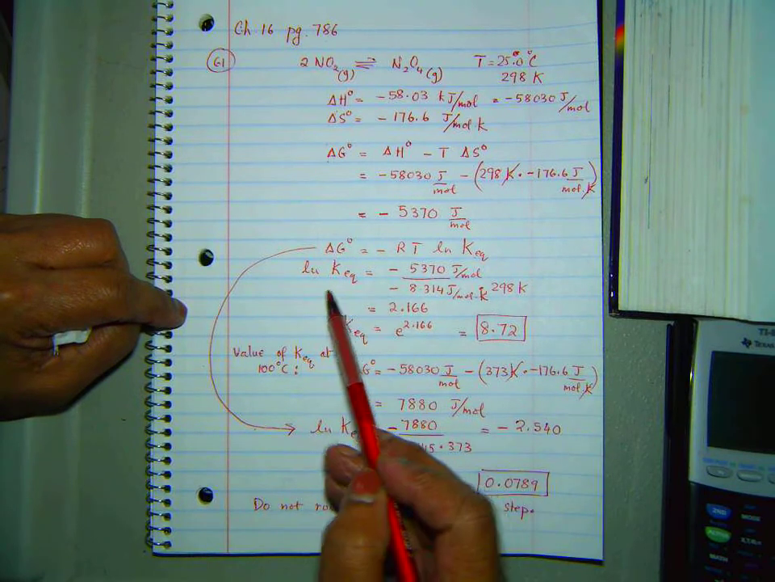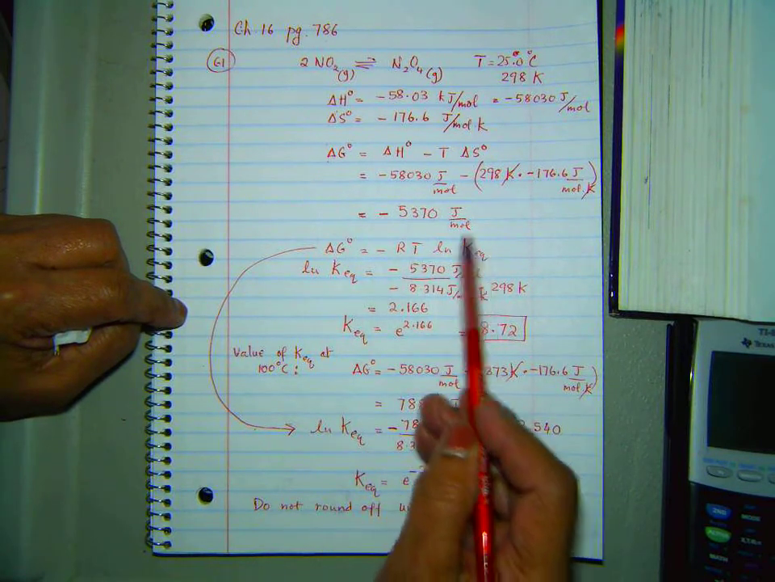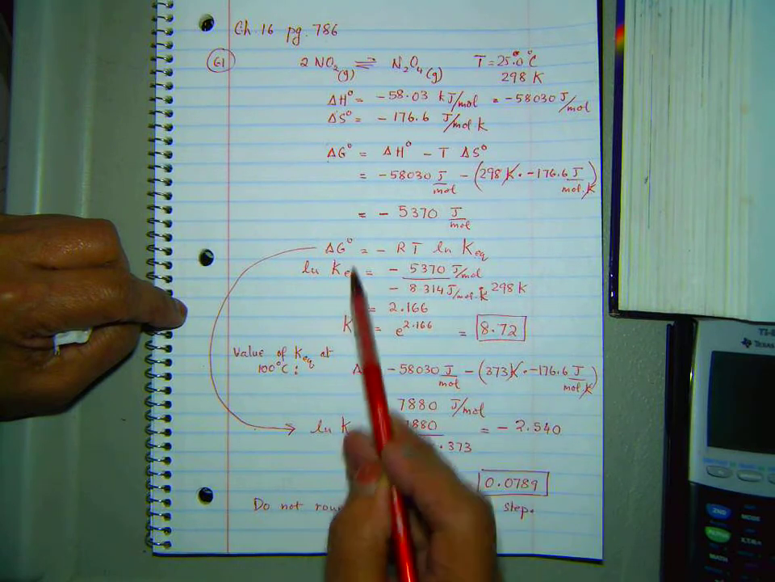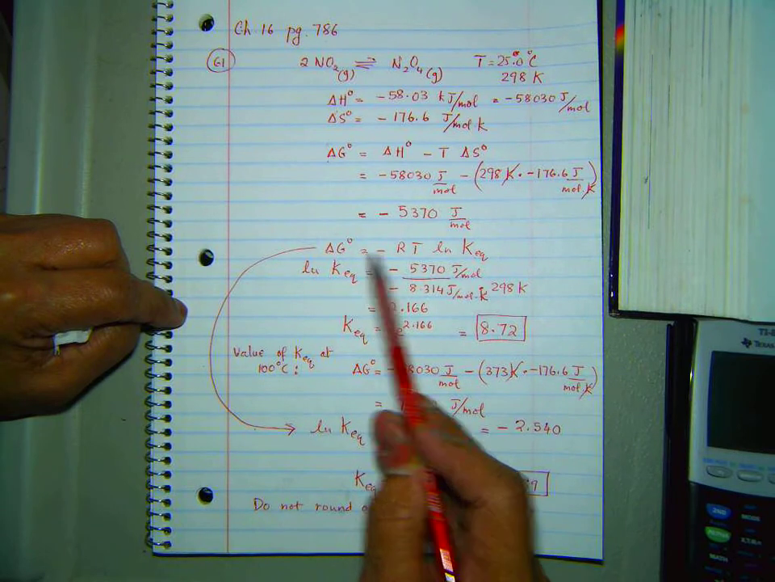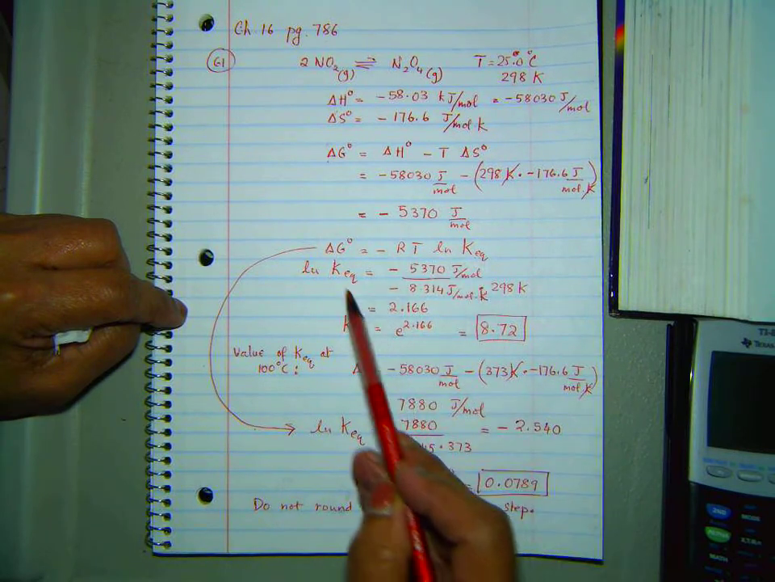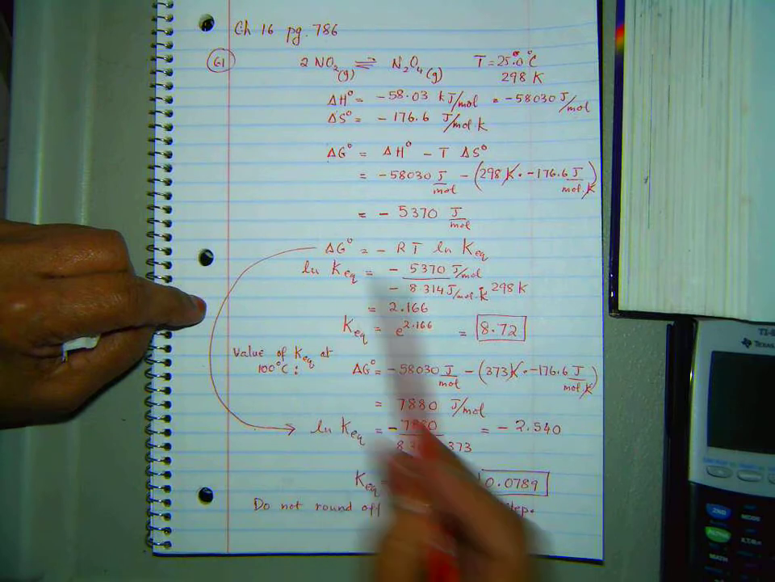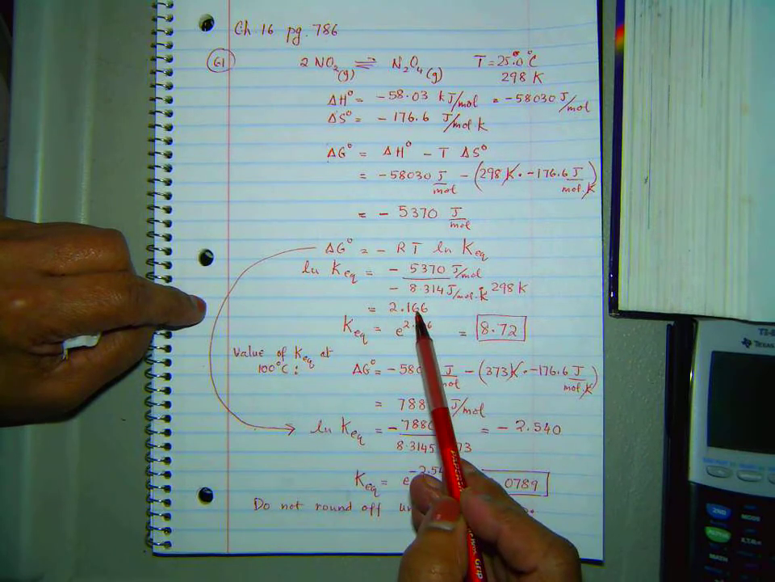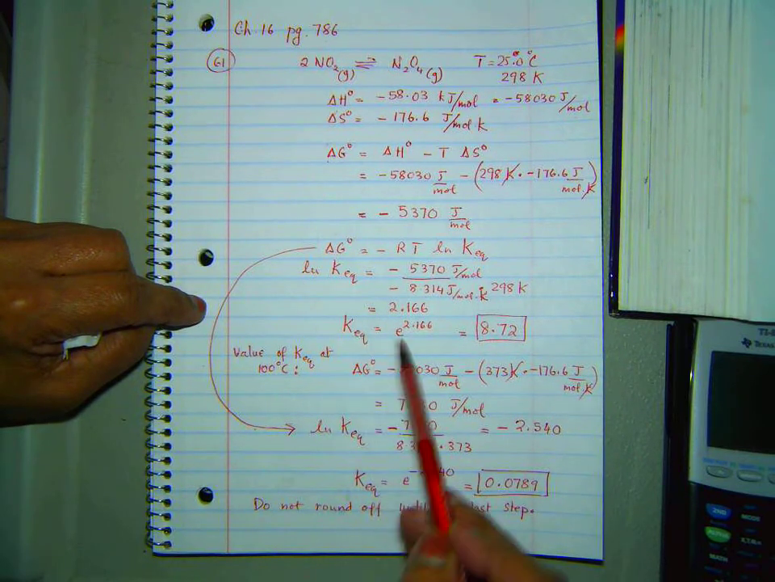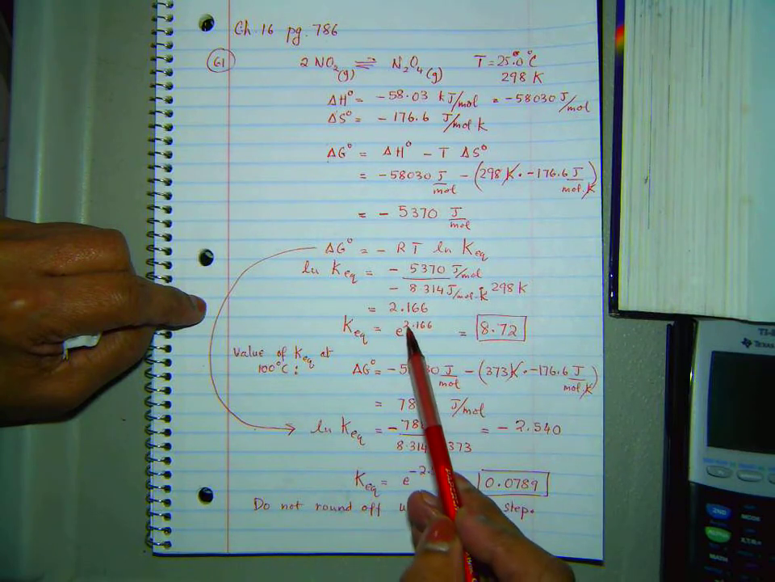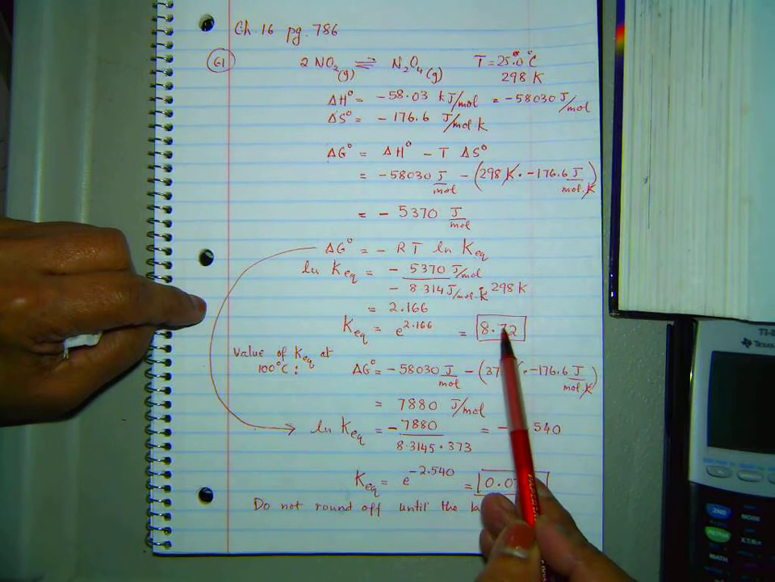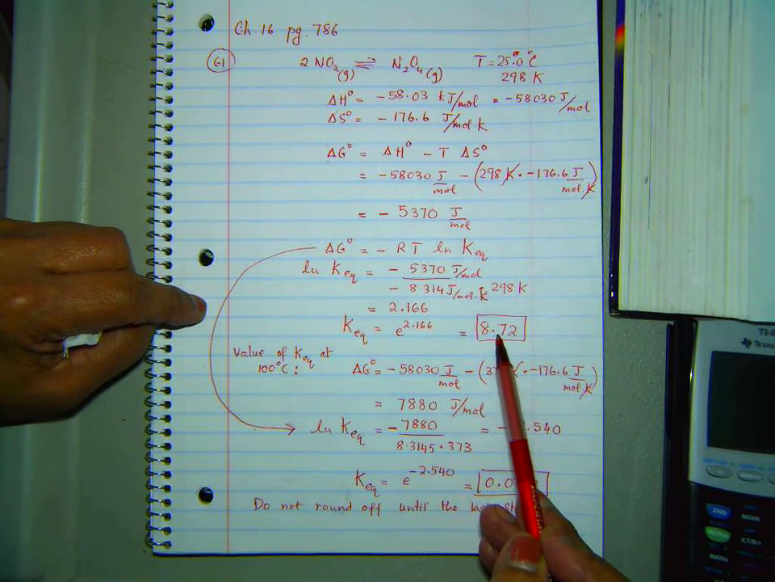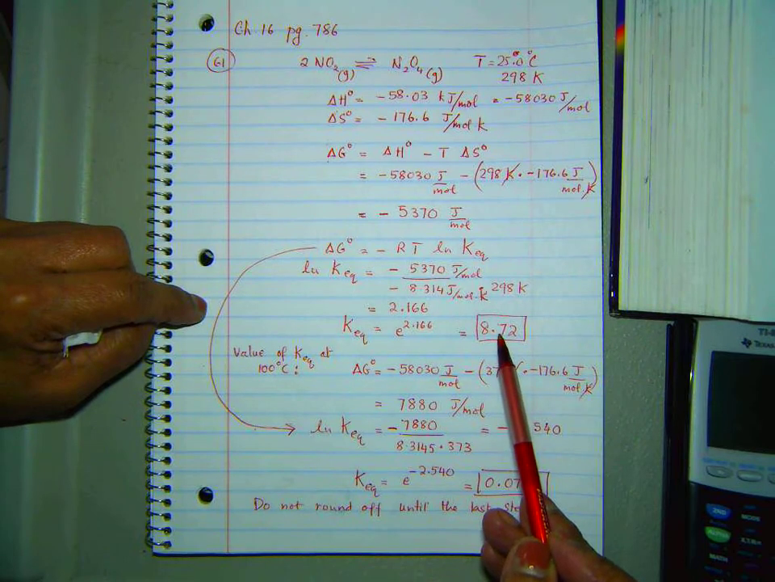So now get the equilibrium constant. You just plug in the numbers to delta G equals negative RT ln of KEQ, and ln of KEQ is 2.166. So KEQ is e to the power 2.166, which is 8.72. 3 sig figs, because there's 25.0, so there's 3 sig figs there.